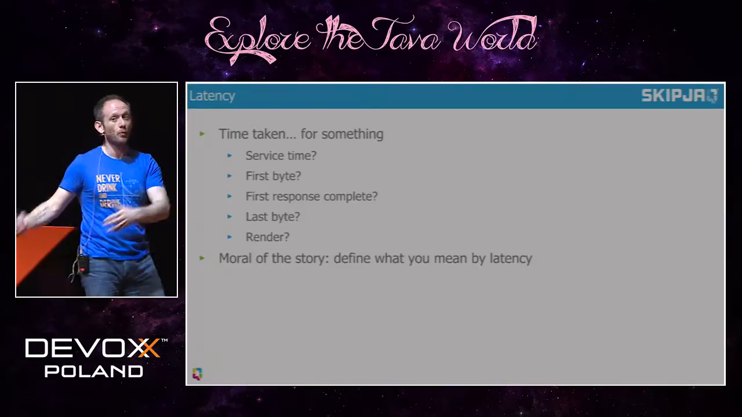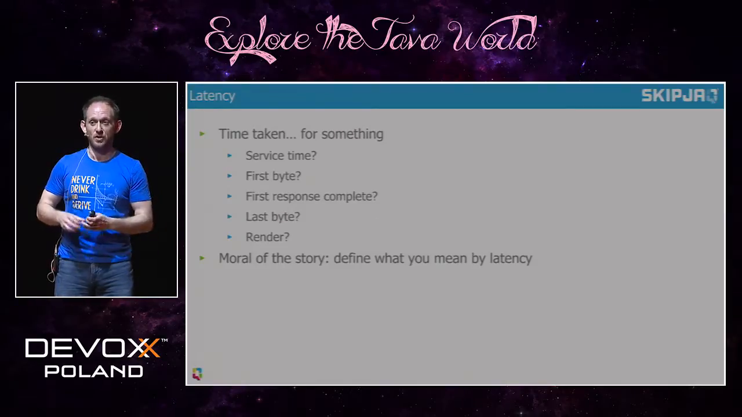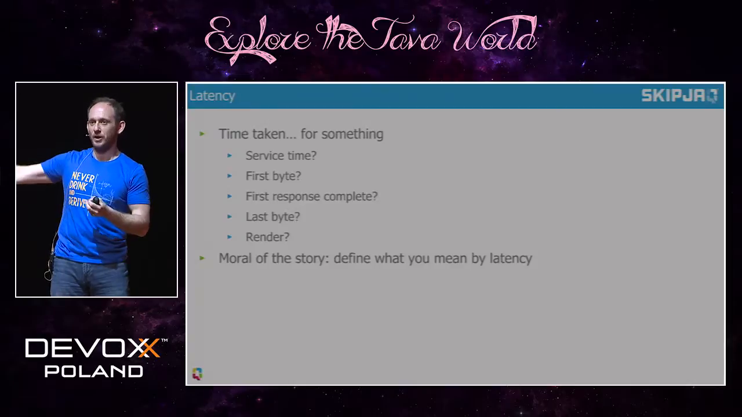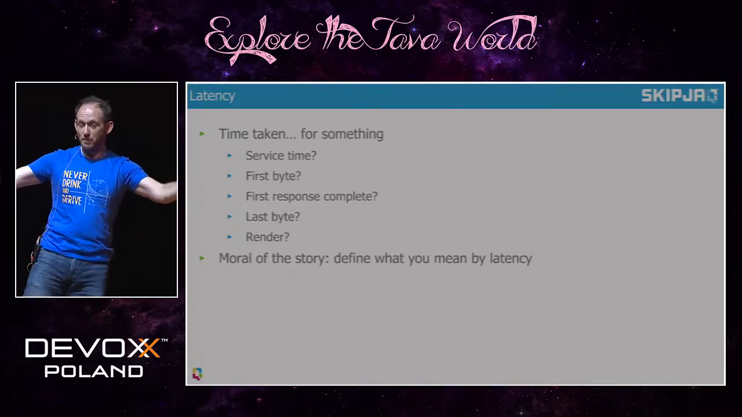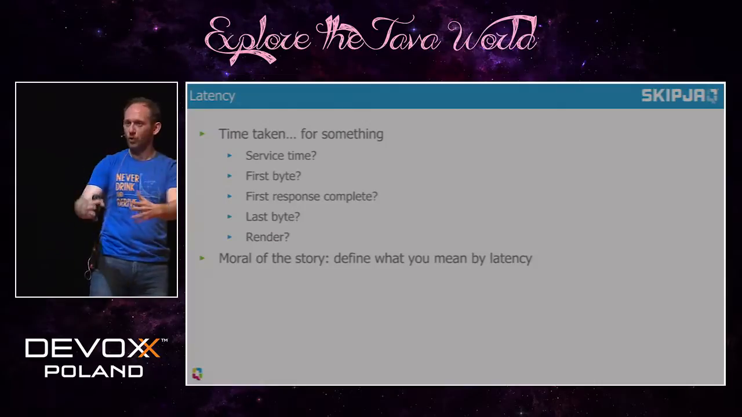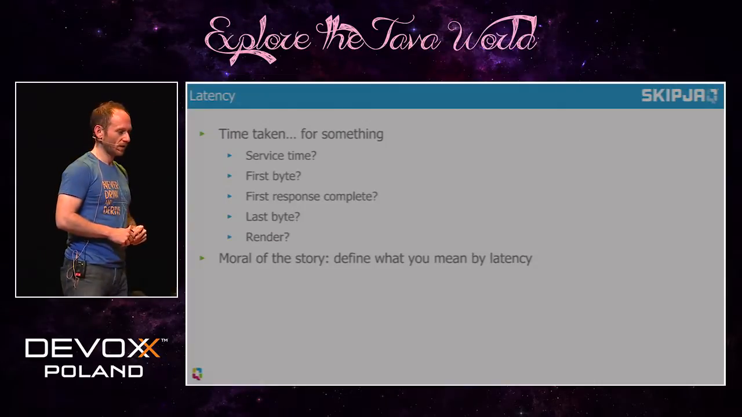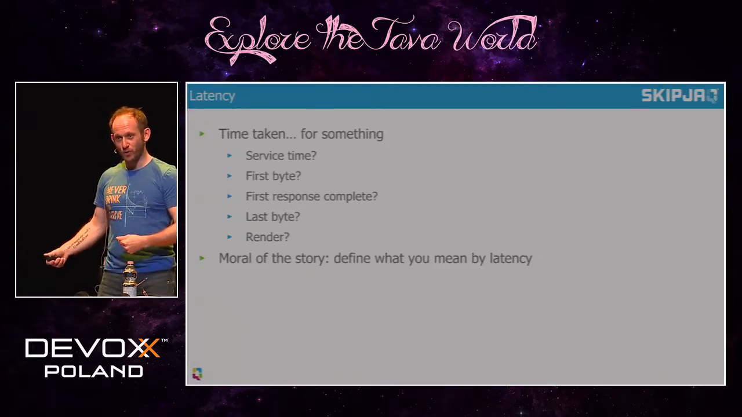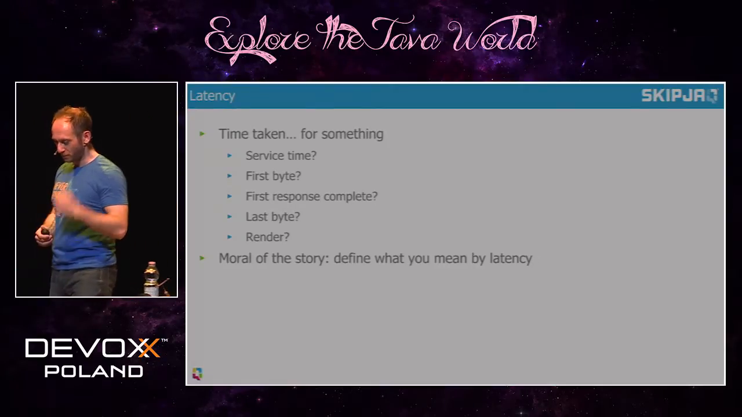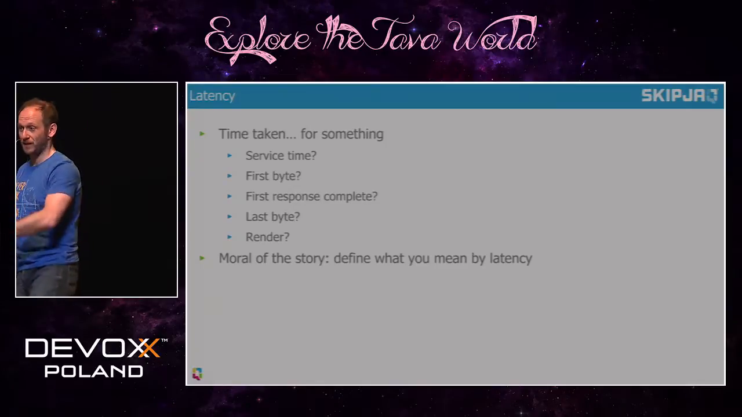It's very common for developers to think about latency in terms of service time. How long does my code take to execute? Users typically think about latency in terms of how long until I can do something useful, how long until the page renders, and then you've got all that stuff in between. So the moral of the story is, very early on when you're doing performance work and when you're discussing it with your colleagues, please define what you mean by latency.